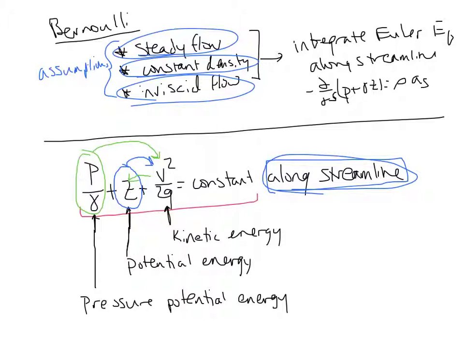So you have this movement of the energy between these three components, but subject to the constraints of our assumptions, the sum of the three has to be constant, and that's the way we'll use the Bernoulli equation.